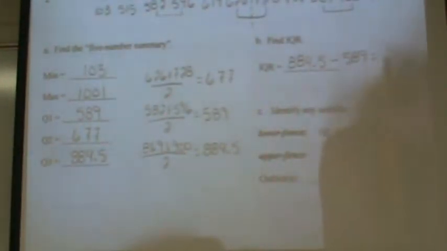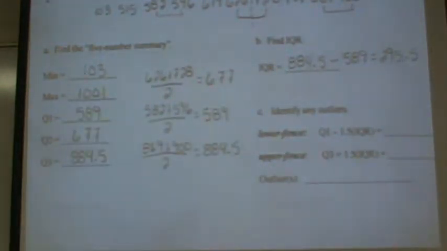Now our IQR value, again, is our Q3 value minus our Q1. So 884.5 was our Q3 value, minus our Q1 value, which was 589. When we subtract those, we get 295.5. So our IQR value for this problem is 295.5.